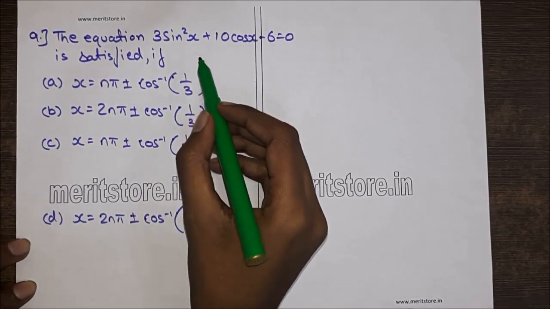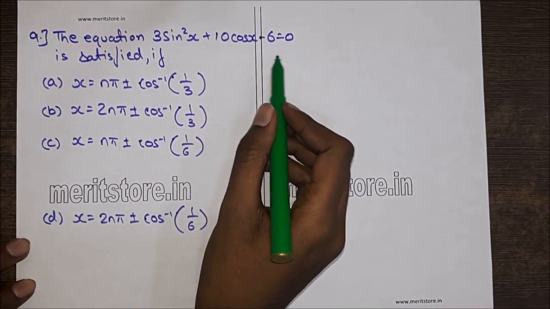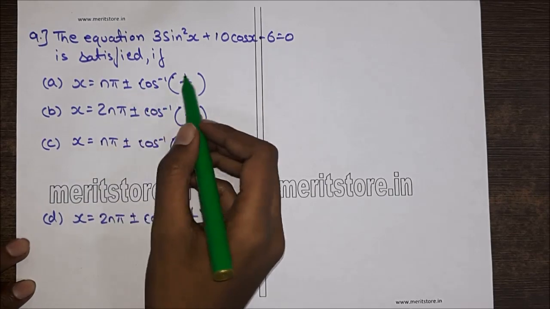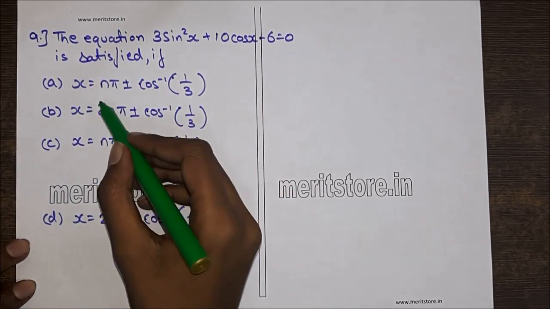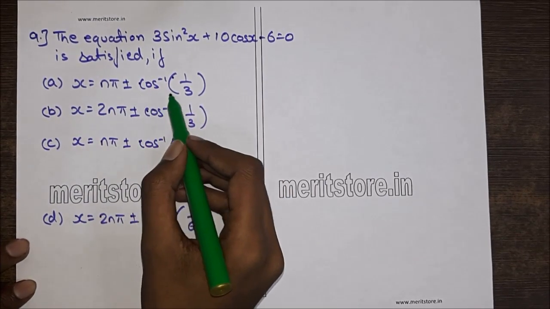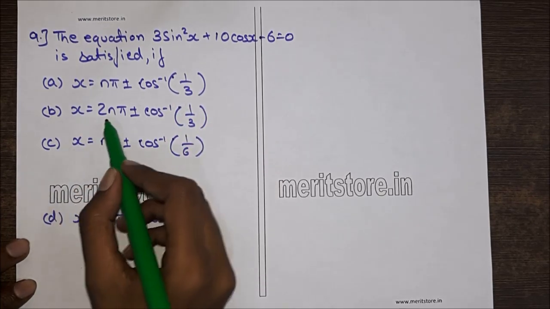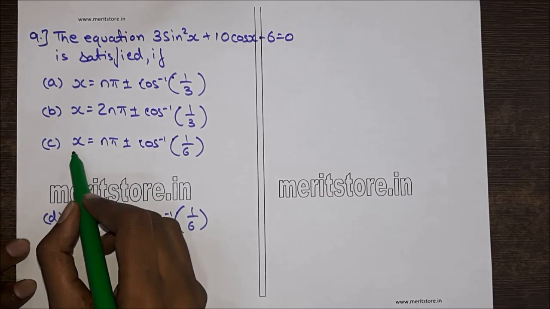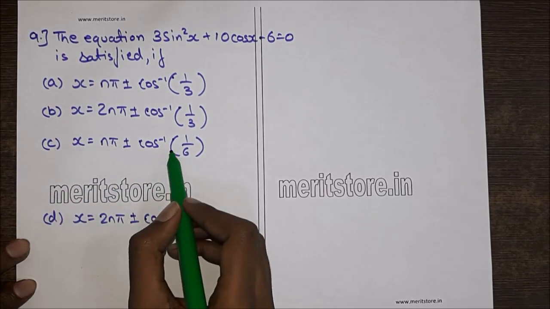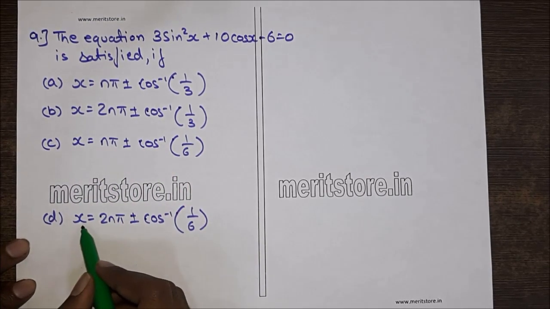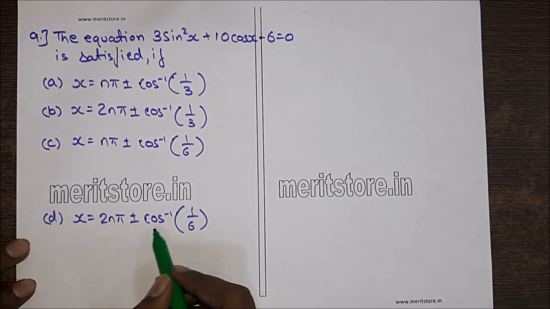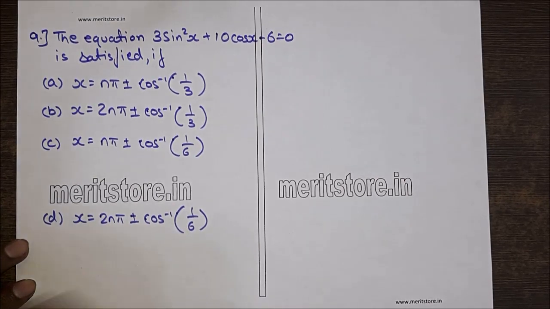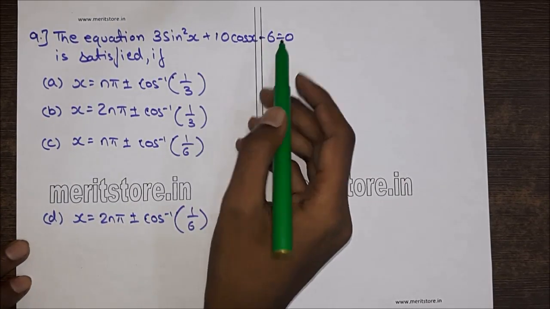The equation 3 sin square x plus 10 cos x minus 6 equals 0 is satisfied if x equals n pi plus or minus cos inverse of 1 by 3, x equals 2n pi plus or minus cos inverse of 1 by 3, x equals n pi plus or minus cos inverse 1 by 6, or x equals 2n pi plus or minus cos inverse 1 by 6. So first we find the roots of this equation.